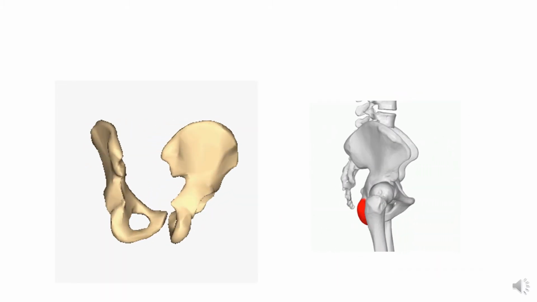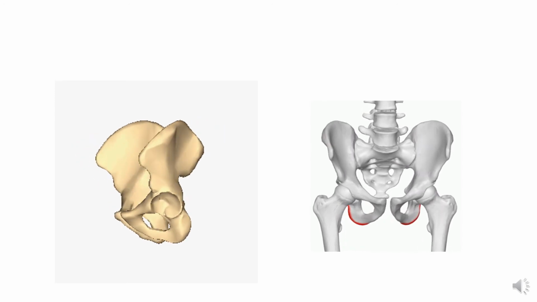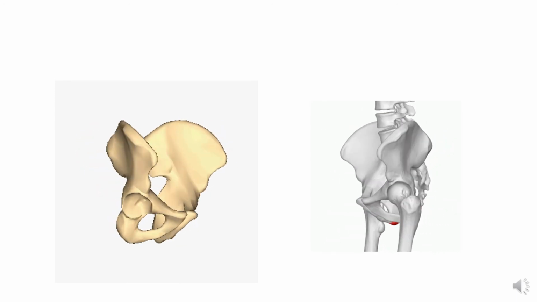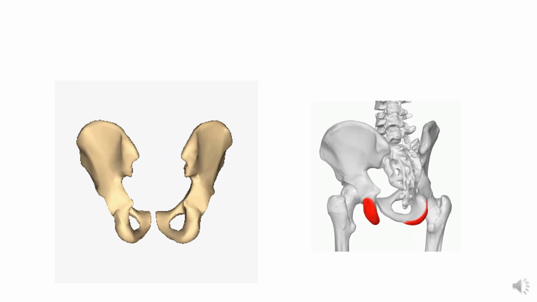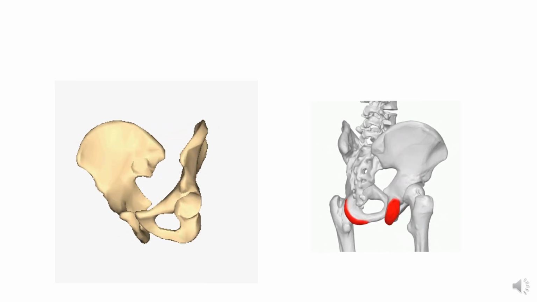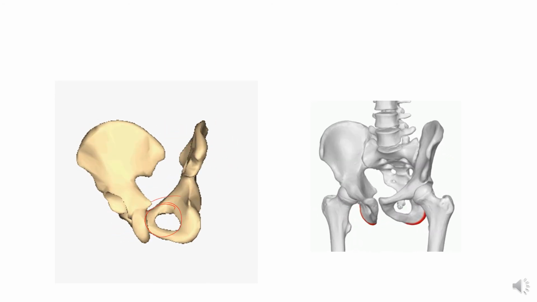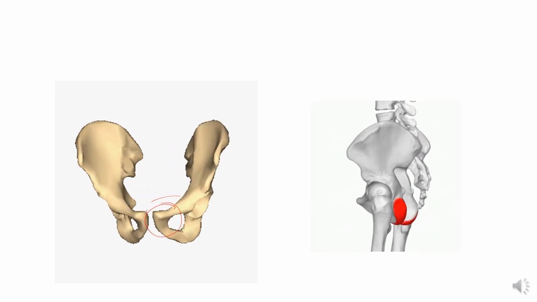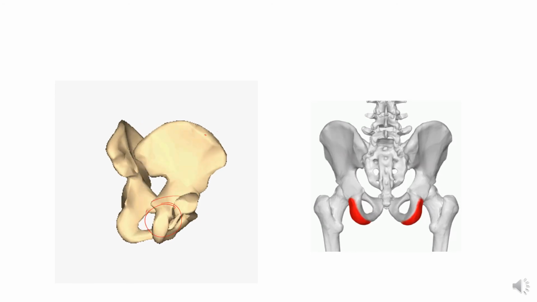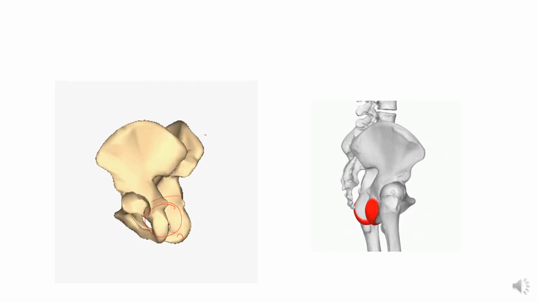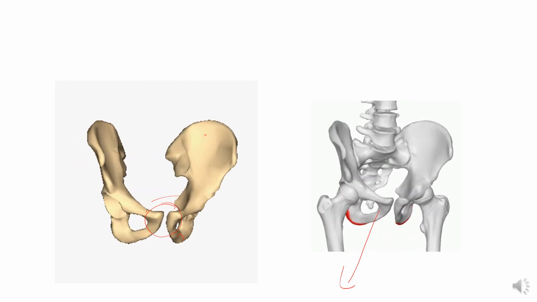This is the animation of the hip bone. You can see this is the anterior part, and this one is the posterior part, and this is the upper part, the ilium. The lower part, the ischial tuberosity, is shown here in red.